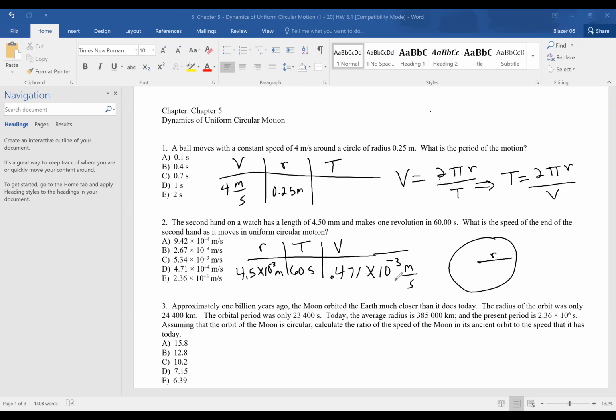But they want us to write it in scientific notation. So this number has to get larger. I multiply this by 10, and I multiply this by a 10th. So this gets larger by a factor of 10, and this gets smaller by a factor of 10, which means I multiply it by 10 to the minus 1, and therefore this is my answer. Any questions on that problem? Okay. Let's look at number 3.